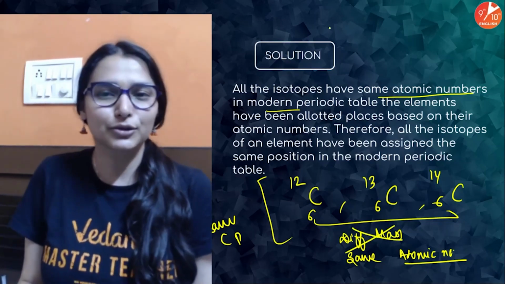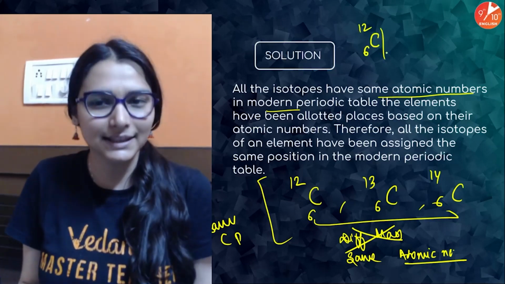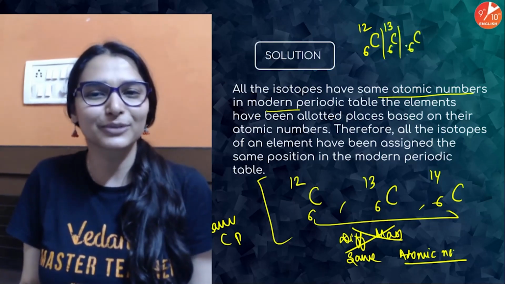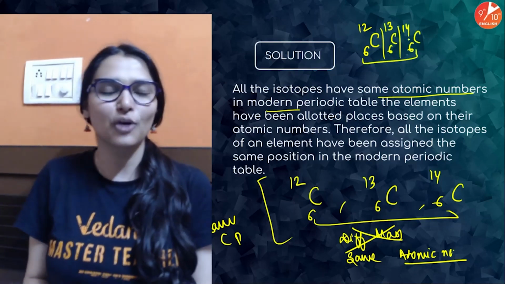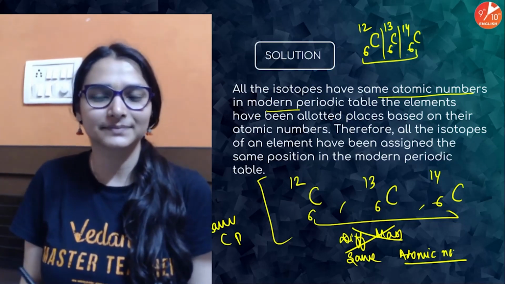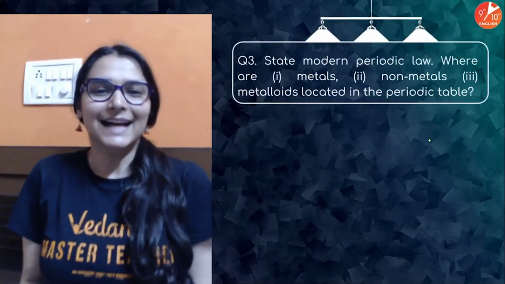Atomic number. So where you keep carbon with mass 12, at the same place you can keep carbon with mass 13 and carbon with mass 14, because they have the same atomic number and the same chemical property. So the problem was resolved, right? So this is how it happened. I guess that is sorted.